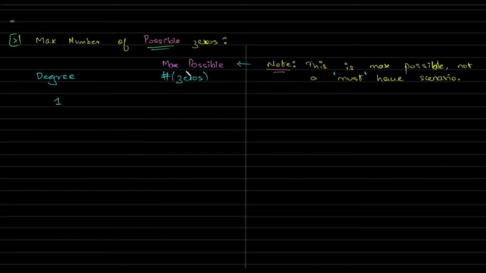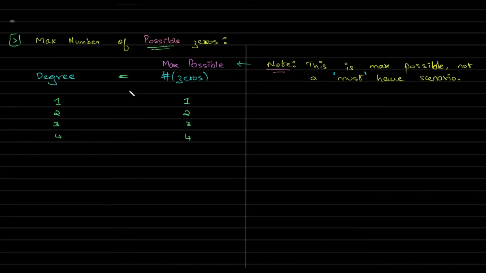So if the degree is 1, the maximum number of possible zeros will be 1. If the degree is 2, this will be 2. If the degree is 3, this will be 3. If the degree is 4, this will be 4, so on and so forth. So basically, the maximum number of possible zeros will be equal to the degree. That's the whole relationship. It's quite simple, there's nothing complicated over here.